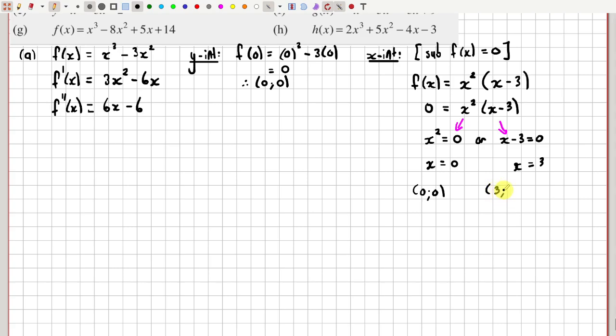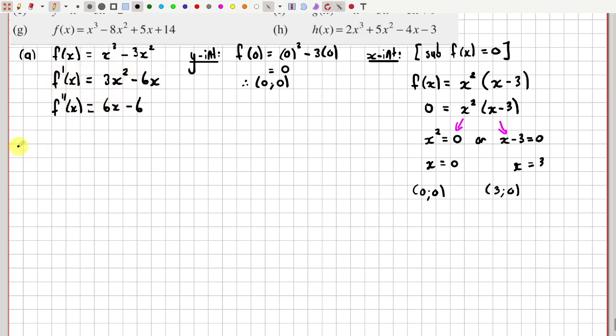3 and 0. Now remember, this one is repeating twice because it's x to the power of 2. So we're going to have 2 of these x-intercepts, and I'll explain what that means just now. Next up, we want to calculate the stationary points. And the stationary points are given by our first derivative.